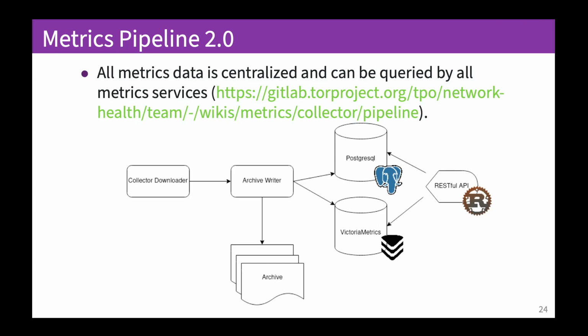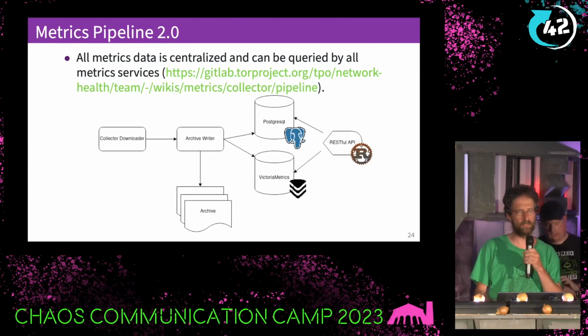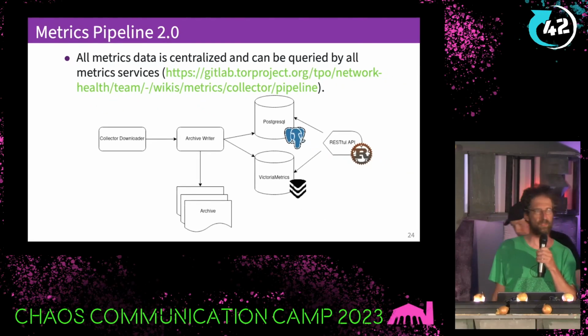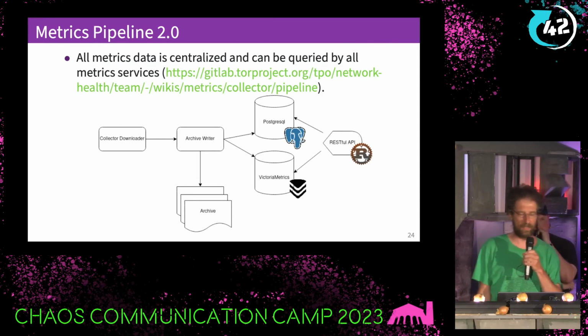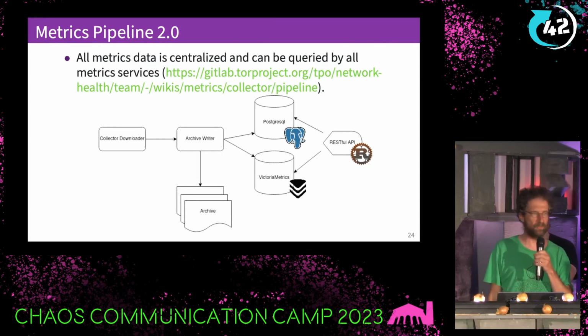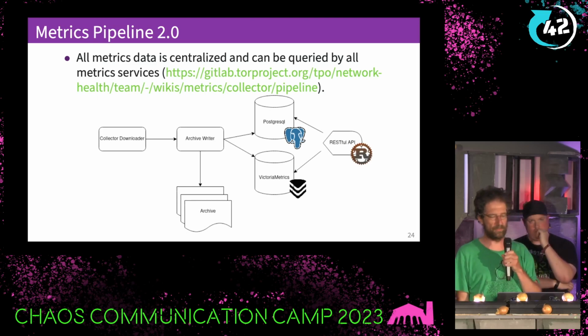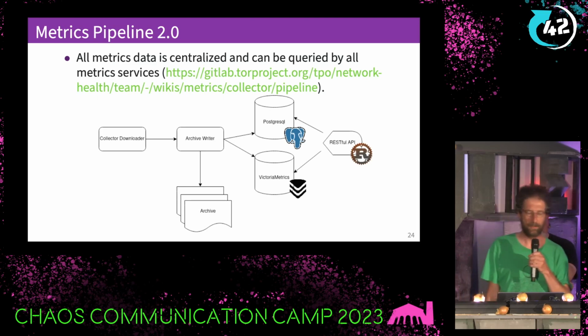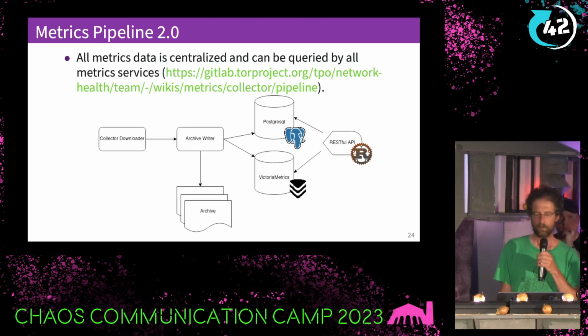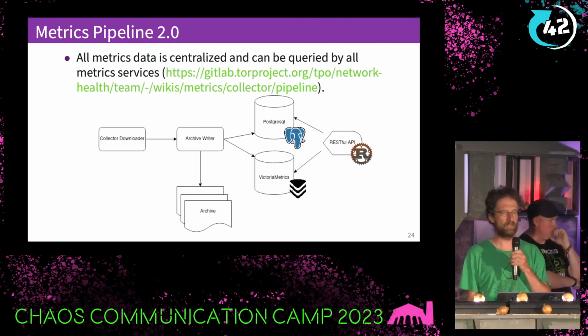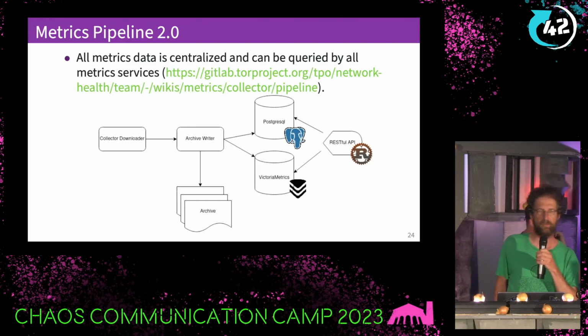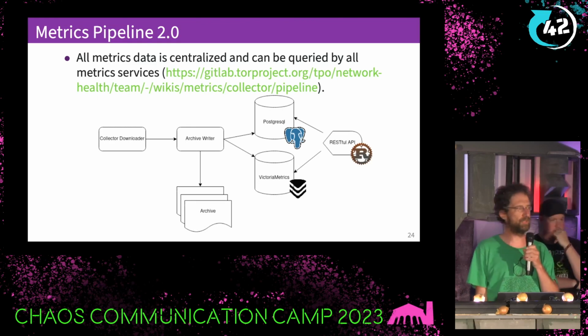So what we want to do is redo our metrics pipeline in a way, as you can see on this picture here. We have a downloader which is downloading all the different descriptors and microdescriptors and consensuses. It's writing things in an archive, and at the same time it's putting things in a PostgreSQL database, and then a VictoriaMetrics piece, which is helping with the time series. And then we want to do a RESTful API written in Rust, where we can query stuff, and have some shiny Grafana dashboards where you can easily see how things are going on.